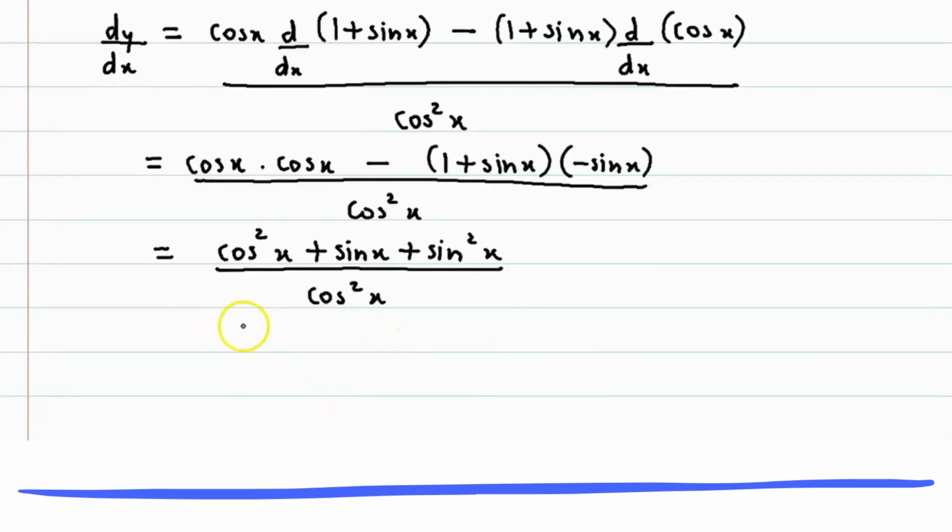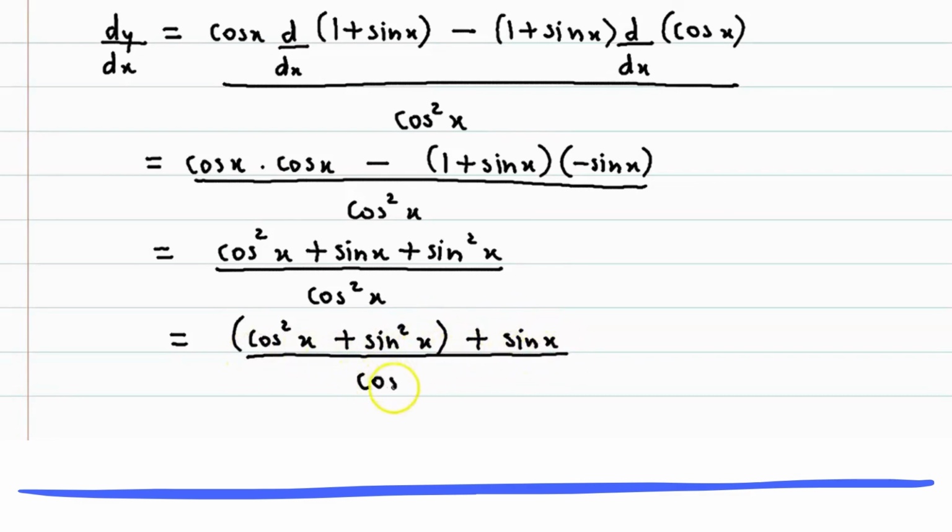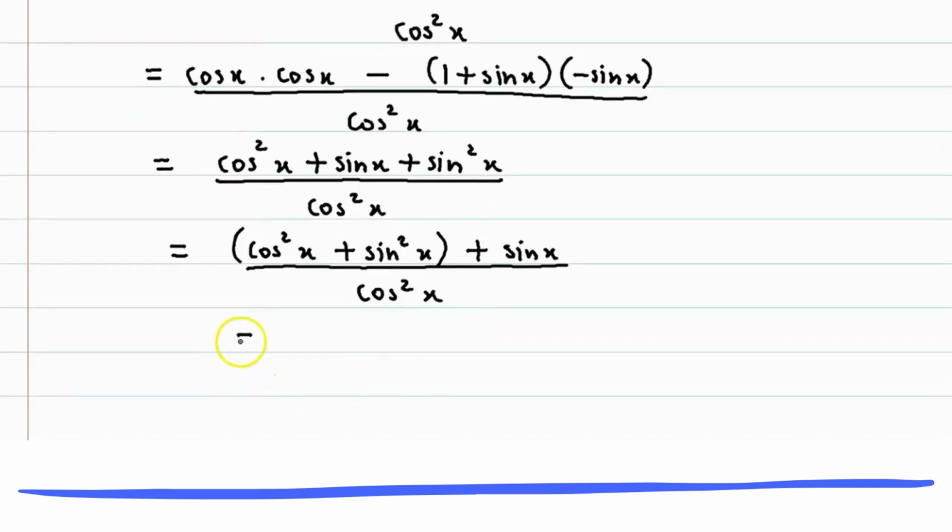Now if we rearrange the terms in the numerator, we just club these two terms together, that is cos square x plus sin square x, and plus sin x, we write it separately, divided by cos square x. Now we know that cos square theta plus sin square theta is 1. So cos square x plus sin square x becomes 1. So finally we have (1 plus sin x) upon cos square x. So this is the value for dy by dx.